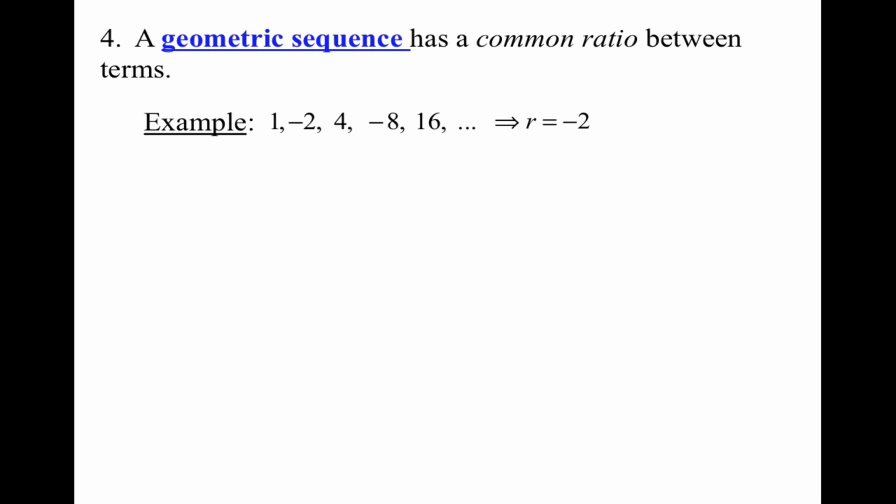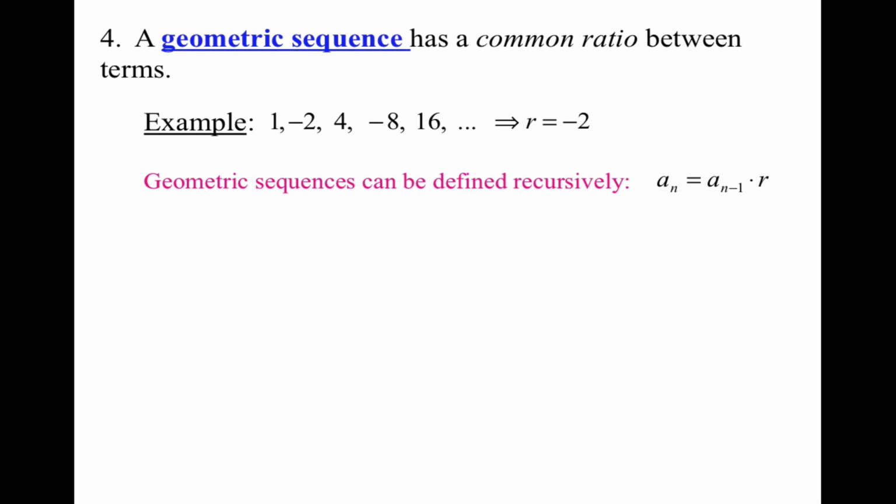So 1 times -2 gives me -2. -2 times -2 gives me 4. 4 times -2 gives me -8, and so on. These can also be defined recursively, where you take your previous term and multiply by the ratio. So in this example, the recursive formula would be a sub n equals -2 times a sub n minus 1, where a sub 1 equals 1.